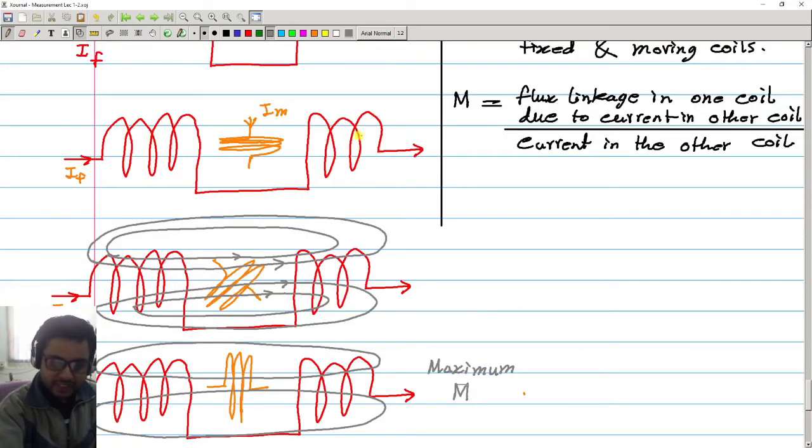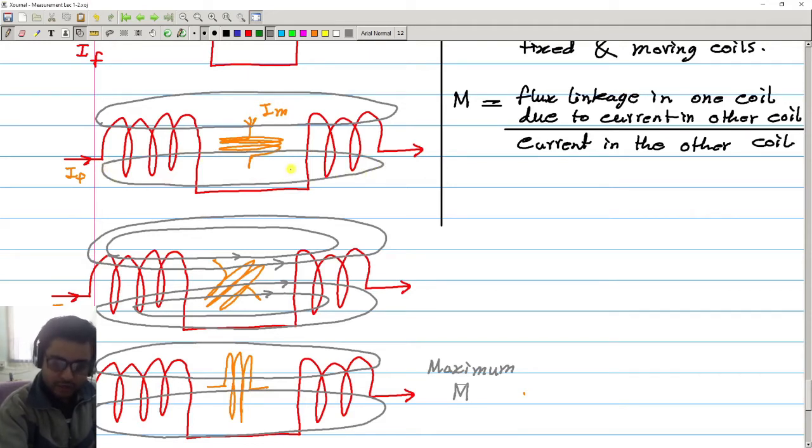But here in the first diagram, flux lines are like this. They go tangentially to the inner coil, the moving coil. They do not cross or go through the turns of the inner coil, so they do not link the inner coil. So here we will have minimum, possibly 0 in the extreme case, minimum mutual inductance M.